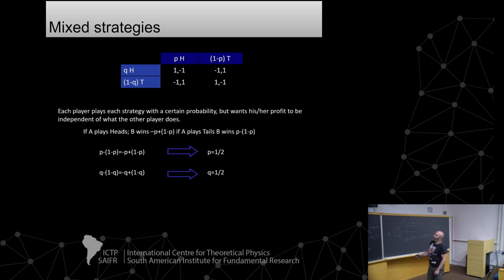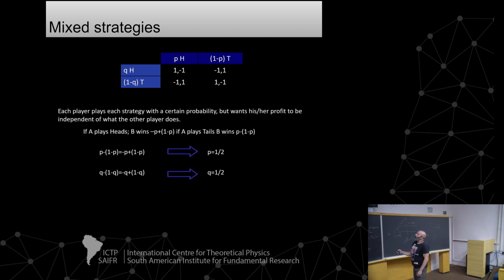So what I am writing here is the payoff for the player B when A is playing heads, and this is the payoff for B when A is playing tails. And I want these two payoffs to be the same, because I want the payoff of B to be independent of the choice made by A. So I want these two things to be the same, and the answer for this being equal to this is that P should be equal to 1/2. And the same for Q, because this is symmetric. So if I want the payoff of the player A to be independent of the choice of the player B, I need this payoff to be equal to this payoff, and finally Q should be equal to 1/2.